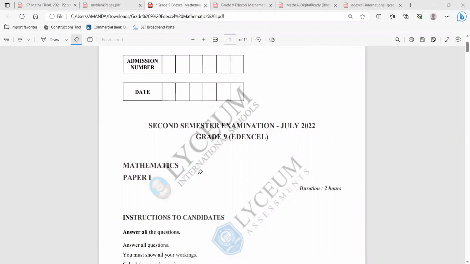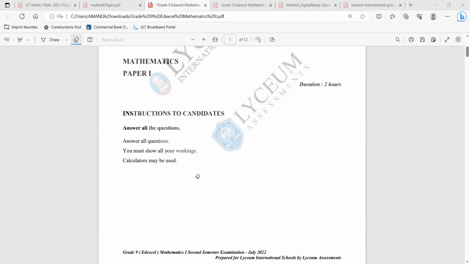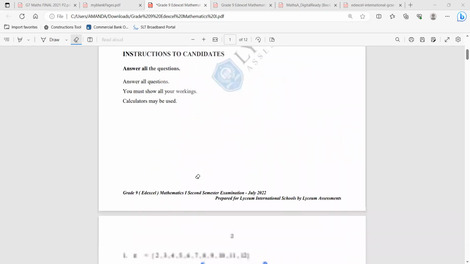so that they can get some use from the effort that I'm putting here. Right, so let's start the paper then.